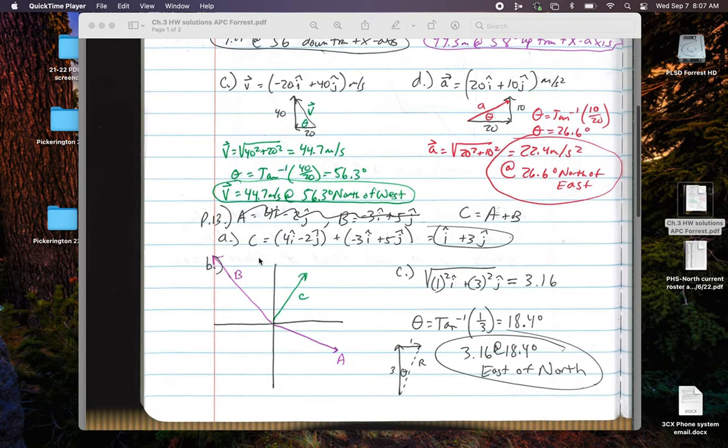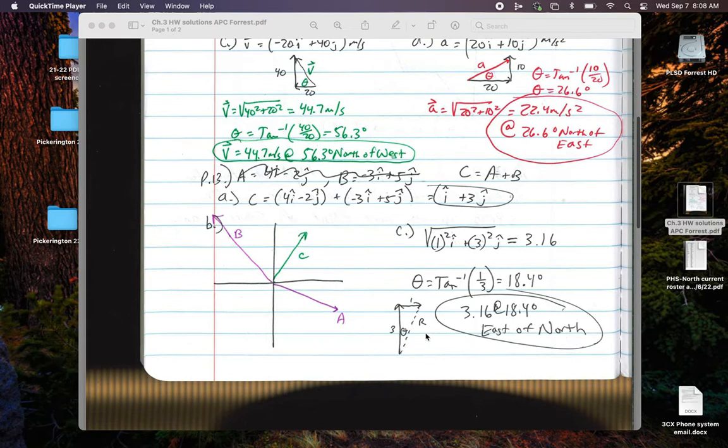And that's C. So then I'm drawing A down here as best I can. So that's 2 down and 4 to the right. Drawing B, 3 to the left, 5 up. I don't think I did a great job of that. And so C would be over 1 and up 3. General idea like this. And again, getting the magnitude and direction using Pythagorean theorem and inverse tangent.